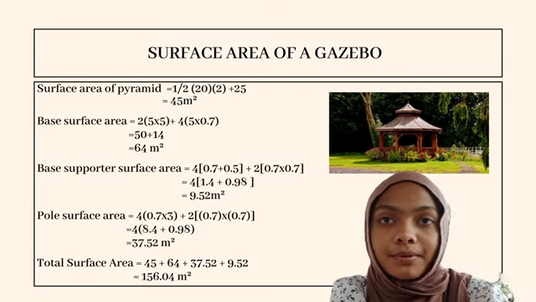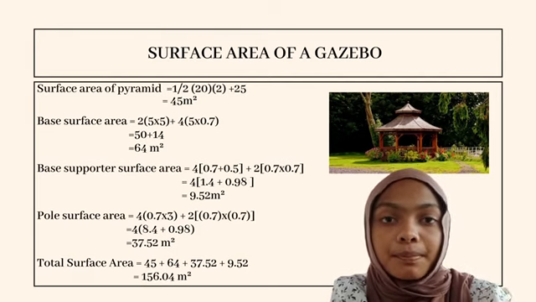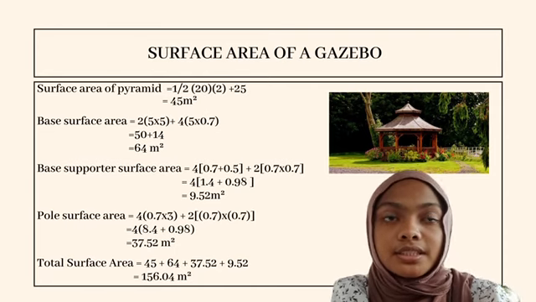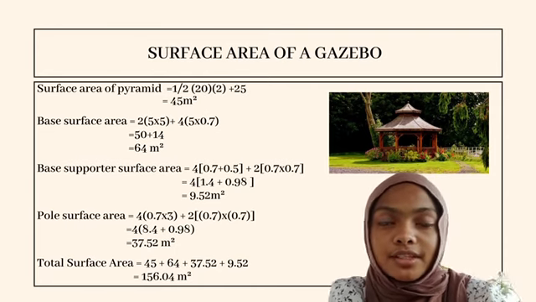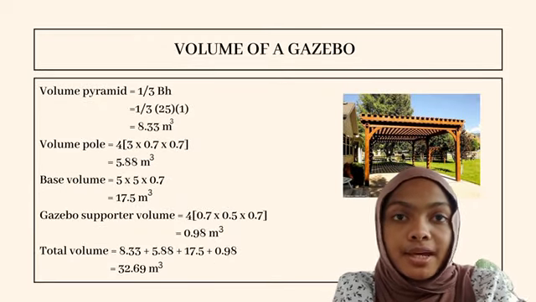The gazebo supported surface area is 9.53 meters squared. The pole surface area is 37.52 meters squared. The volume of the gazebo also can be measured.